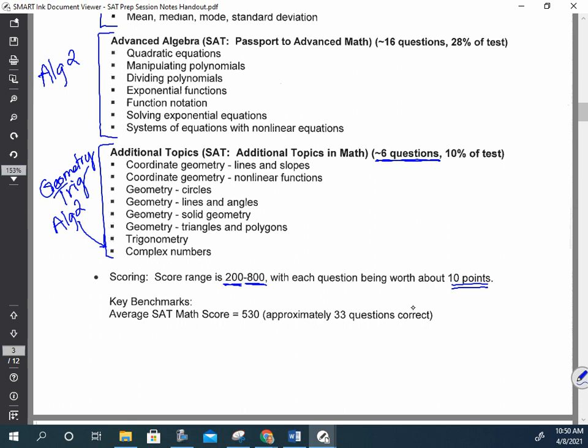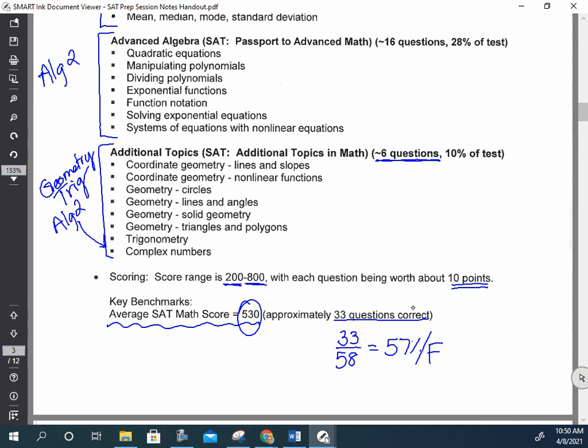I want you to peep this out though. The average SAT math score in the United States is a 530. That's roughly about 33 questions correct. 33 questions correct is the same thing as getting a 57% on a test, which is an F. It is very rare that you can get an F on a test, and that's the average score. That's the average, very much acceptable score.